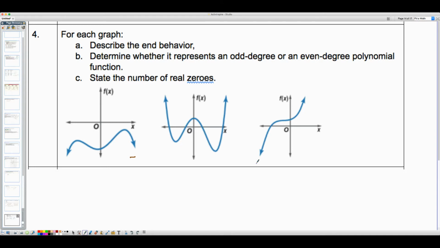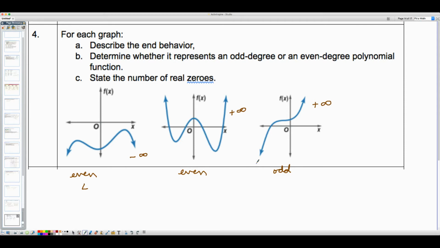Describe the end behavior. Here we're going to negative infinity, positive infinity, and positive infinity. If it's going to positive infinity at the end behavior, I know that my leading coefficient is going to be positive. It says determine whether it represents an odd degree or an even degree. Here we're starting at negative infinity and ending at negative infinity, so this is going to be an even. Starting at a positive, ending at a positive, it's an even. Starting at a negative infinity, ending at a positive infinity, this is an odd degree polynomial.